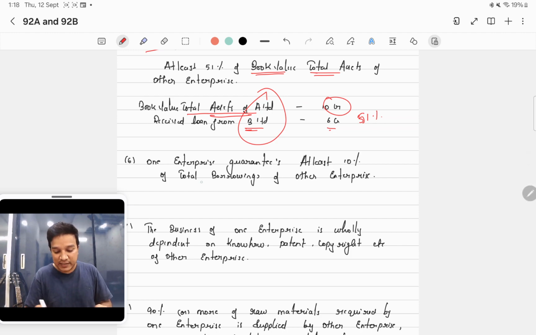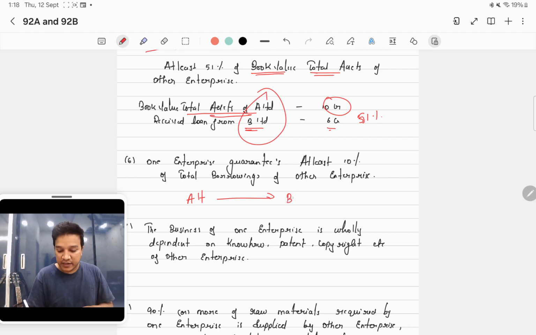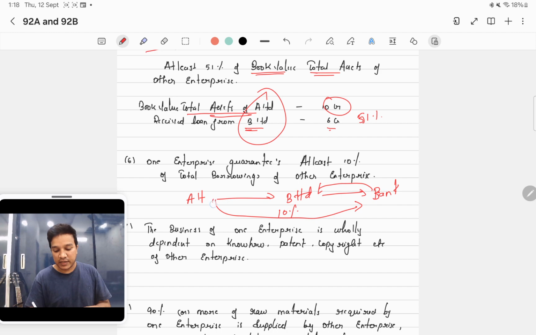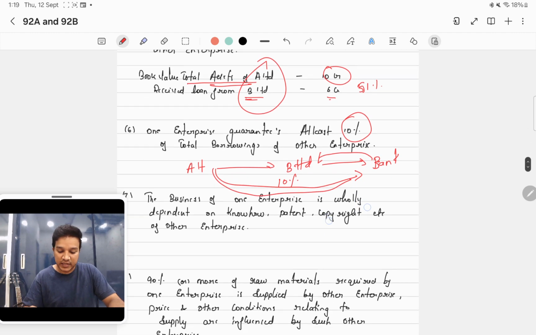Then, one enterprise guarantees at least 10% of the total borrowings of the other enterprise. Why would anyone give a guarantee to someone? Now A Limited gave a guarantee to the bank of at least 10%, and the bank gave a loan to B Limited. The bank gave the loan to B Limited, but A Limited gave a guarantee to the bank for at least 10% of the loan amount. No one gives a guarantee like this unless they are associate enterprises. I hope it is clear. So remember the rate of 10% here. Here it is 51%. Clear?